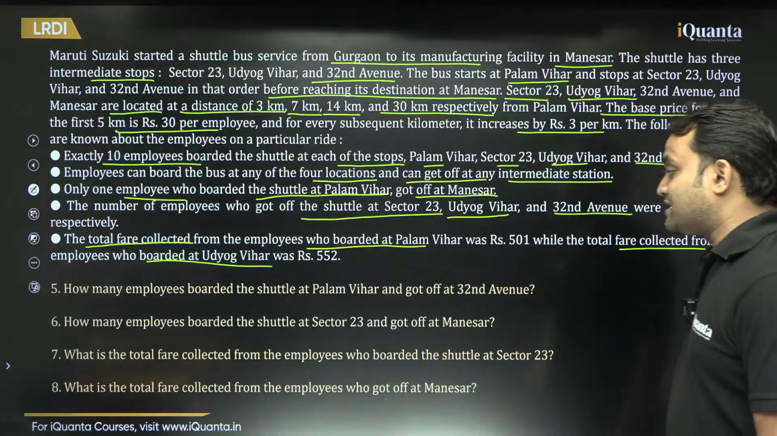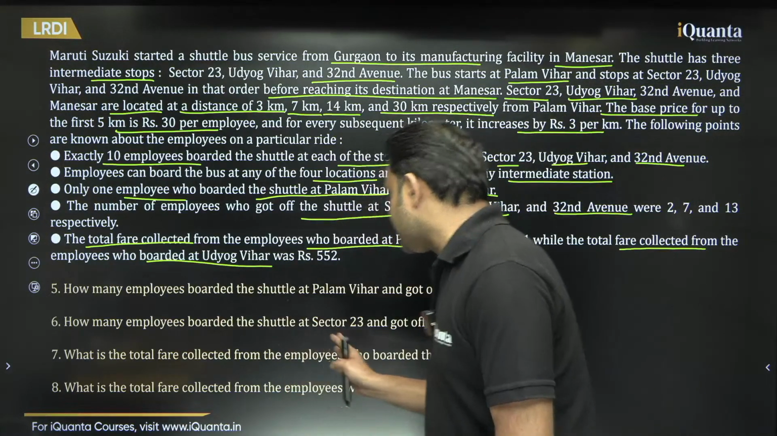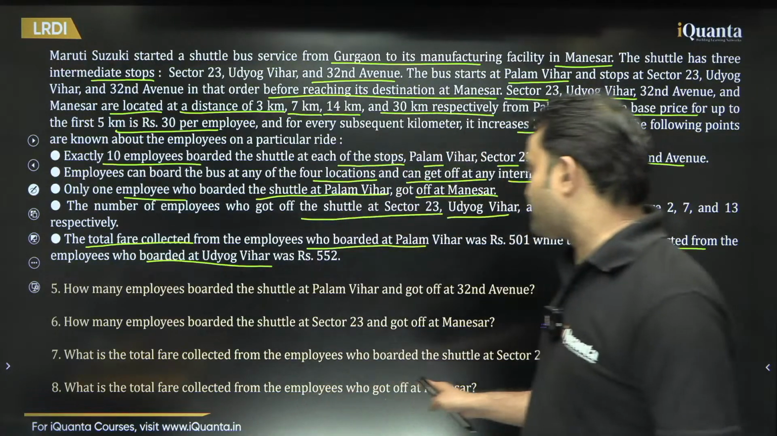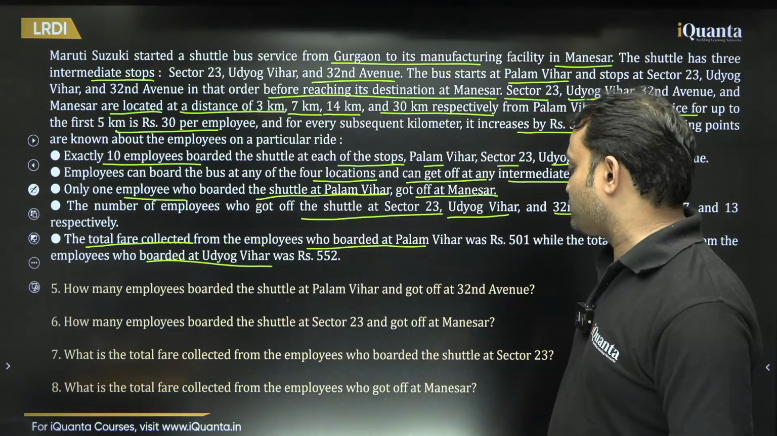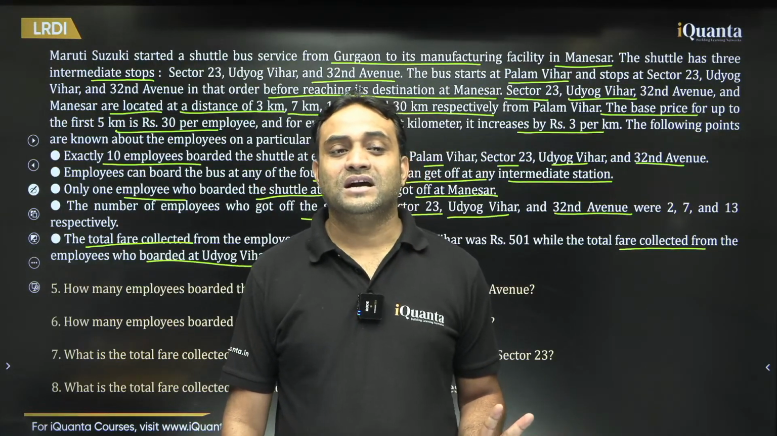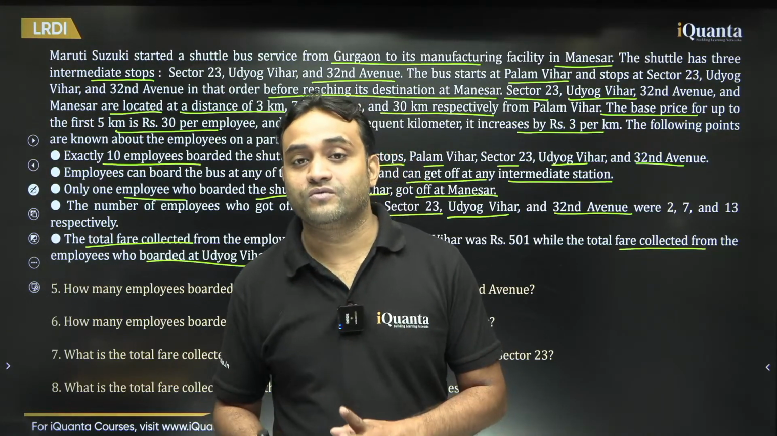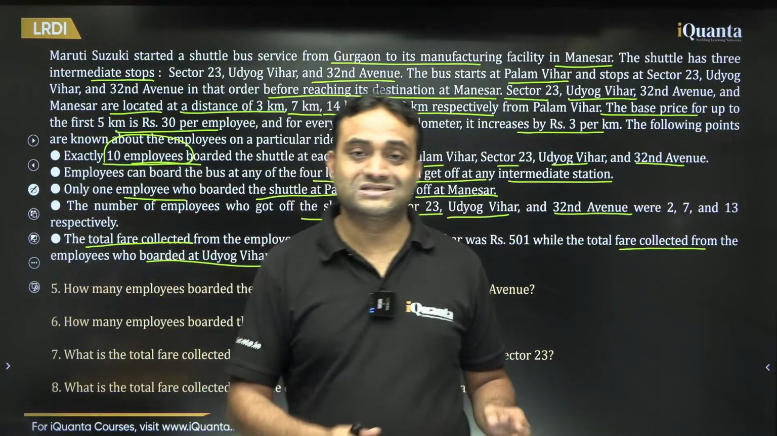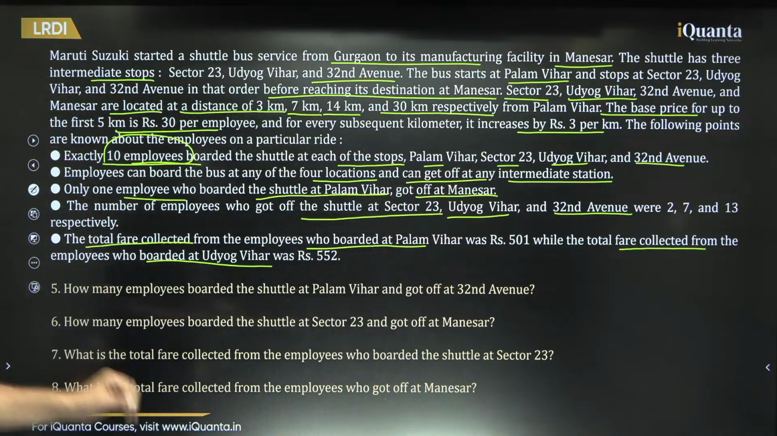So these 4 questions are given here. How many employees boarded the shuttle at Palam Vihar and got off at 32nd Avenue? How many employees boarded the shuttle at Sector 23 and got off at Manesar? What is the total fare collected from the employees who boarded the shuttle at Sector 23? What is the total fare collected from the employees who got off at Manesar? Reading these questions, I can understand that we need to figure out how many employees get off at each of the stations, because how many employees boarded from each of the stops we already know, it's 10. So that we can figure out the total amount or whatever is asked in the question.